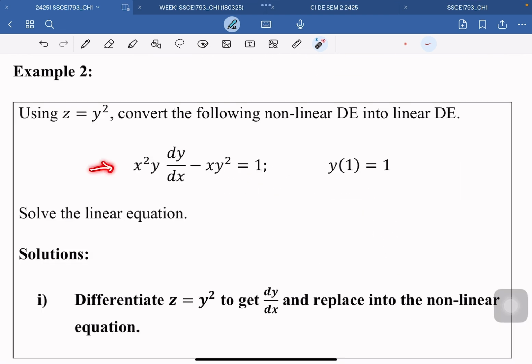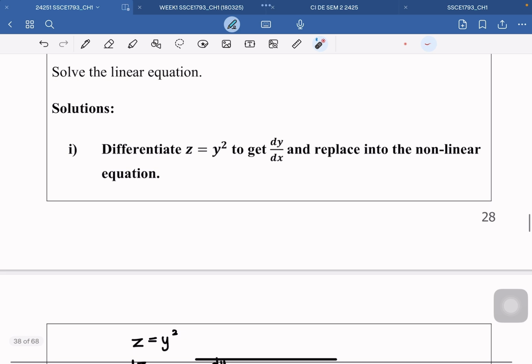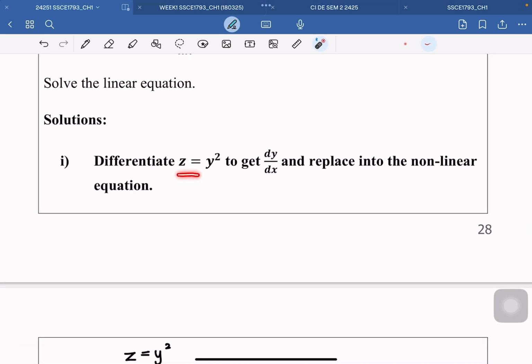Alright, so next let's move to the second example. Using z equal to y squared, convert the following non-linear DE into a linear DE. This is the given equation: x squared y dy/dx minus x y squared equals 1, together with the initial condition y(1) equals 1. So solve the linear equation.